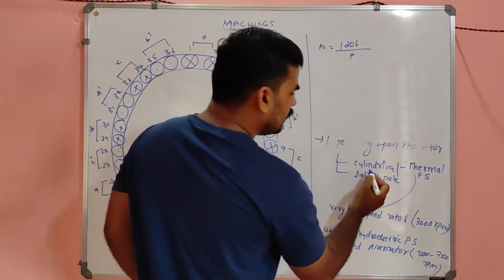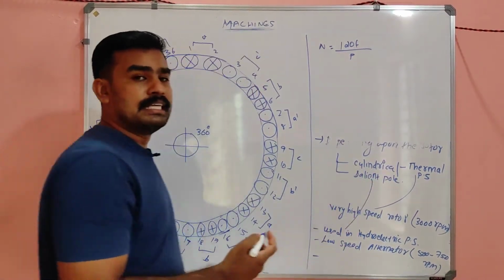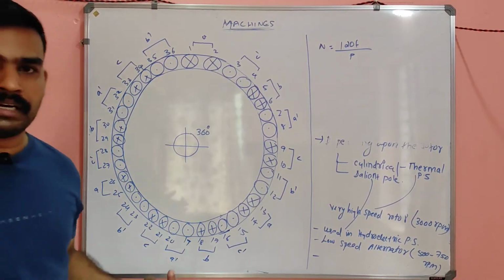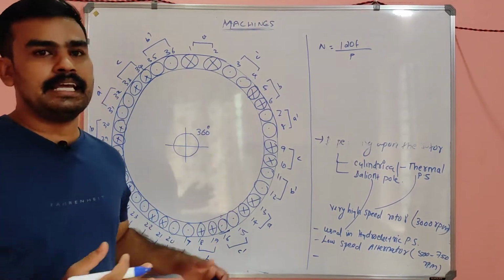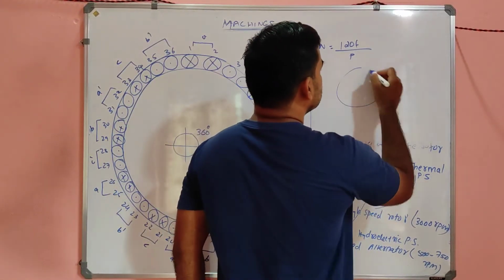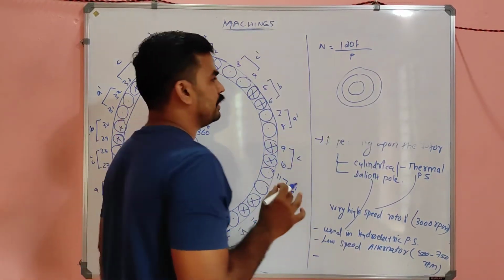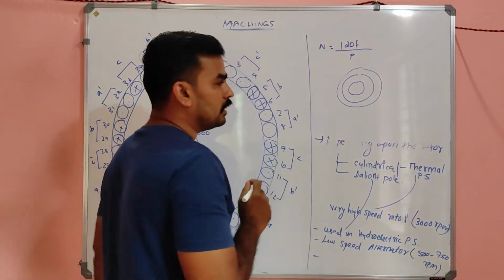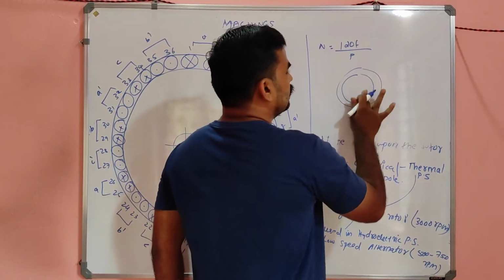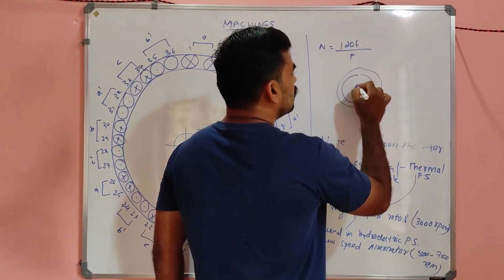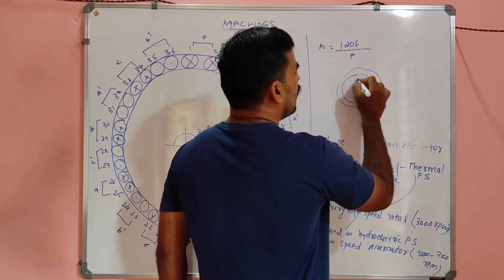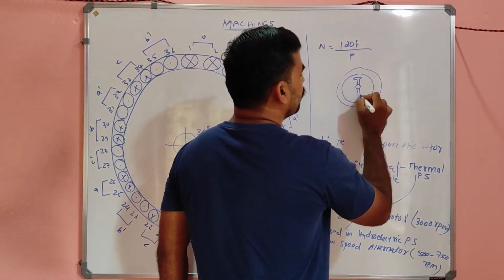And the cylindrical type alternator means the rotor is cylindrical in nature. That means simply, suppose this is the stator, the rotor will be simply a cylindrical structure. That is called the cylindrical rotor. Suppose the rotor is salient pole type, my dear. This is the salient pole type.